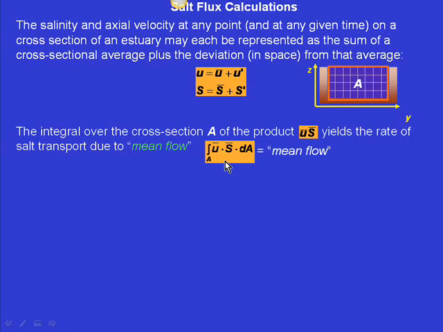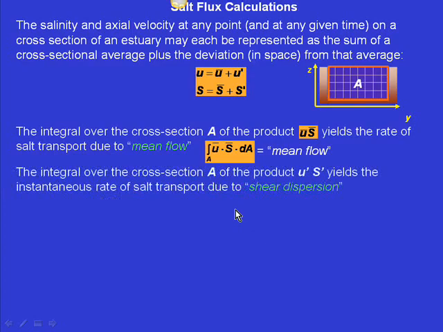Is that the whole story? I ask you, what are we missing from here? If we just go and measure the flow throughout the cross-section and the salinity throughout the cross-section, and then get the cross-sectional average of the flow and the cross-sectional average of salinity, multiply them, and then multiply by the area of the cross-section, is that the whole salt flux? No, right? Because we're missing the deviations from the mean.